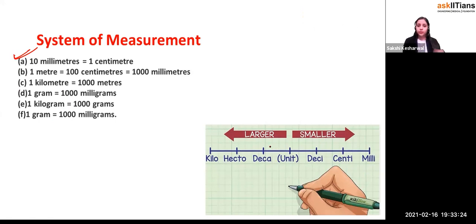So this is how you will be doing it, right? So 1 meter is equals to what, beta? 100 centimeter, and 100 centimeter is equals to what? 1000 millimeters, right? So 1 kilometer is equals to what? 1000 meters, and 1 gram is equals to 1000 milligrams, and 1 kilogram is equals to what? 1000 grams, and 1 gram is equals to 1000 milligrams. These are the units of conversions, right?